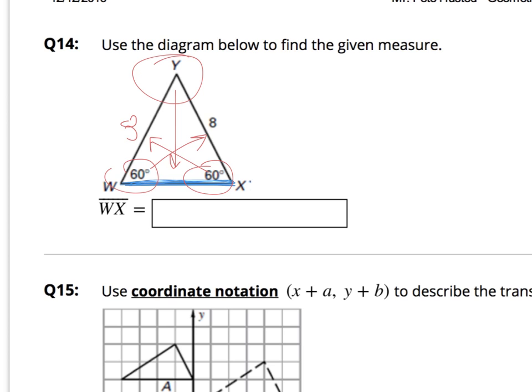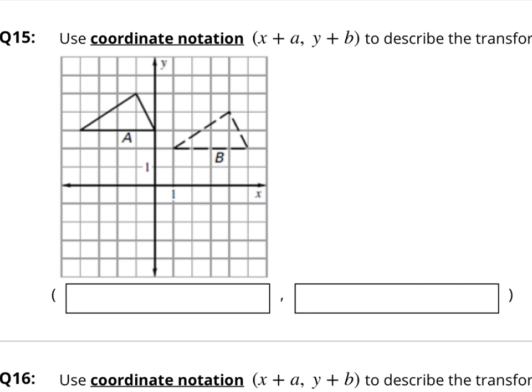So here's what you need to do. Figure out how many degrees are in this angle. And you actually did that in question 13, because I think they were both 60 degrees. So take them away from 180. That'll tell you how many degrees Y is. And that'll help you figure out how long this segment is down here. Good luck.